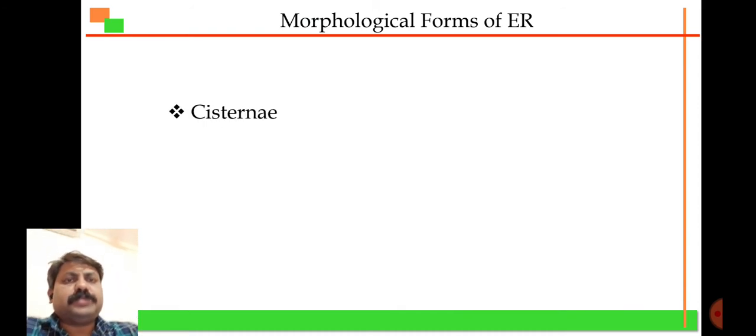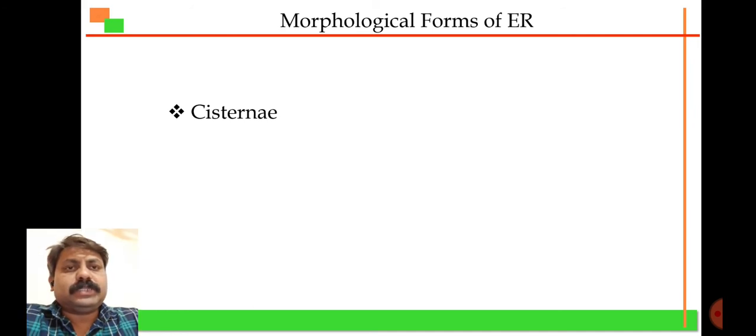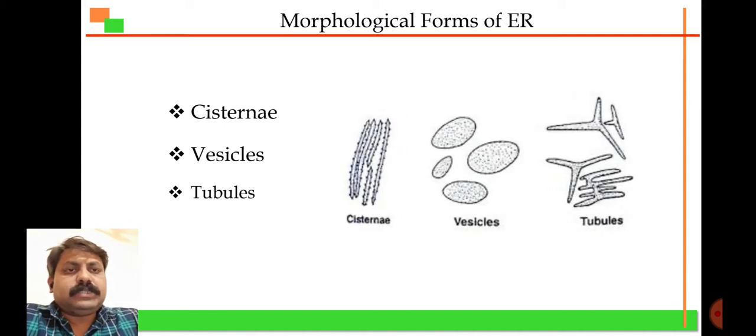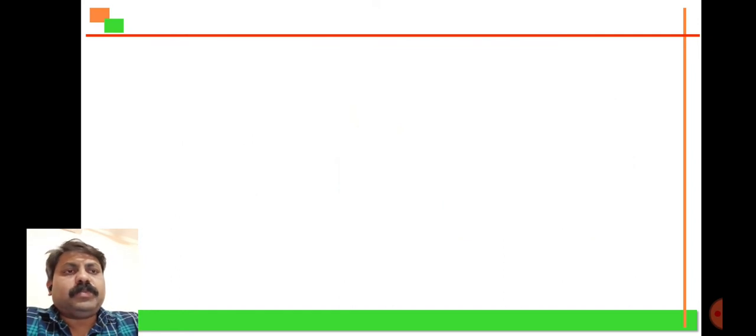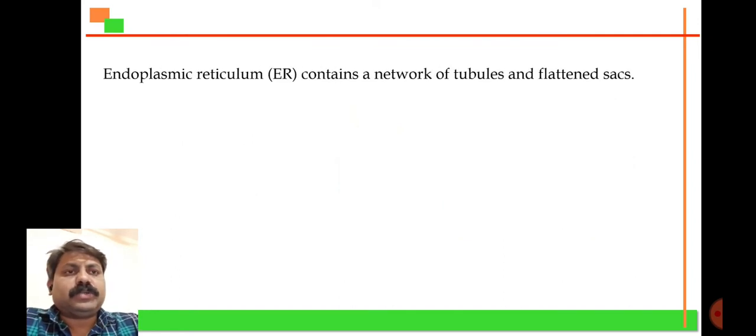Morphologically, the endoplasmic reticulum has three important components: cisternae, vesicles and tubules. The cisternae are tube-like, unbranched structures. On the outer surface of the cisternae we can find small particles or granules. Then vesicles are small spherical structures, and tubules are tube-like branched structures. With the help of all these three structures the endoplasmic reticulum is formed.